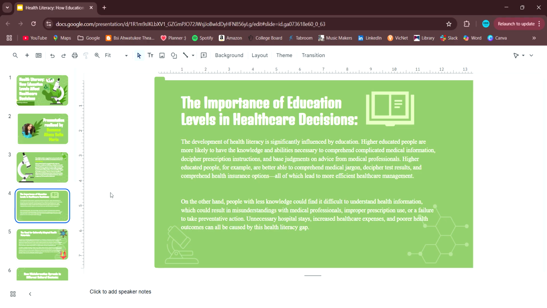But on the other hand, people with less knowledge are going to find it more difficult to understand basic health information, which could lead to misunderstandings with healthcare professionals, improper prescription use, or even a failure to take action based on health complications. This could lead to very serious situations such as unnecessary hospital stays, increased healthcare expenses, and poorer health outcomes. So this is all caused by the health literacy gap that we see between less educated people and more educated people.